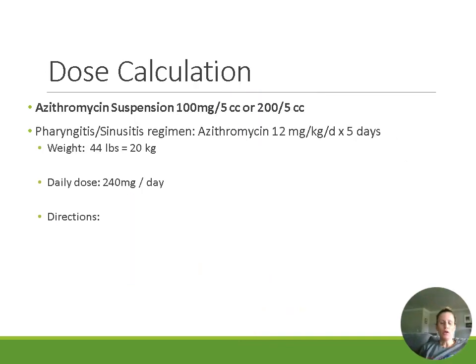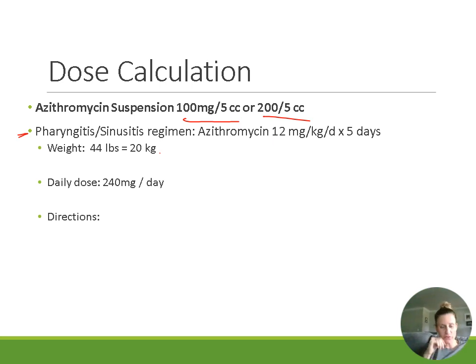Okay, so let's go ahead and figure out what the actual dose is that we're going to give this little kiddo, and then we'll write the prescription for him. First off, up top here, it shows us the way that the azithromycin actually comes. The azithromycin suspension comes in 100 milligrams per 5 mLs, and it also comes in 200 milligrams per 5 mLs. We have our dose here for strep pharyngitis or sinusitis.